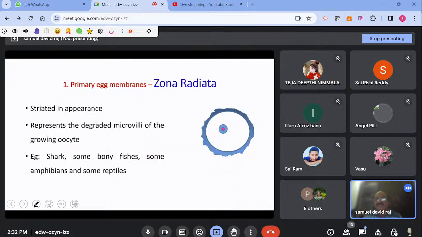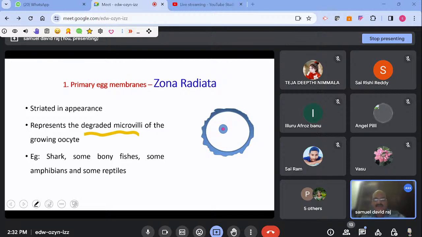And in certain organisms like sharks from elasmobranchs and some bony fishes, some amphibians and reptiles, the primary egg membrane present above the plasma membrane is called zona radiata. This is somewhat striated in appearance, and it is said to be representing the degraded microvilli of the growing oocyte.